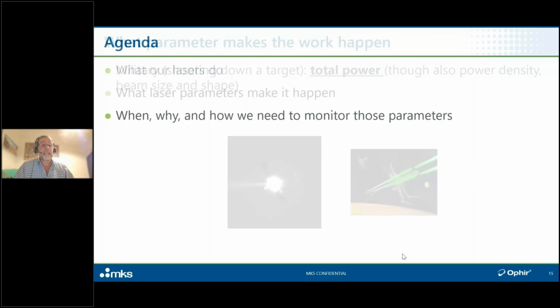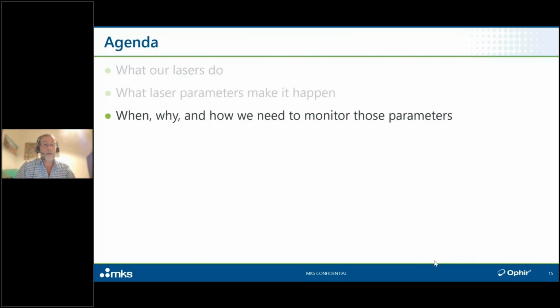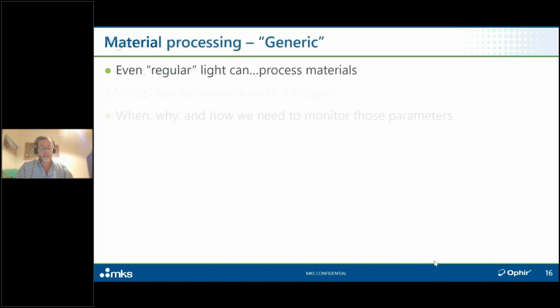So now let's talk about the when, why, and how. Let's consider a generic material processing application. Now, as we already said before, even regular light, classical light source light, can process materials.